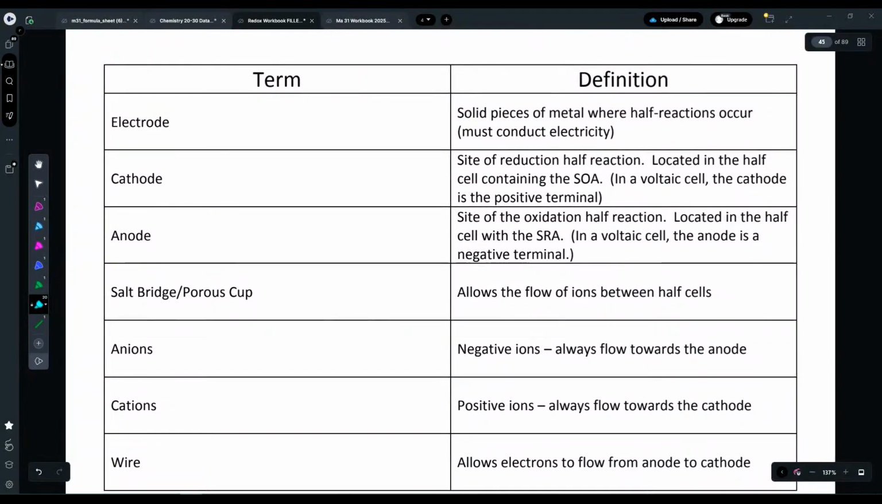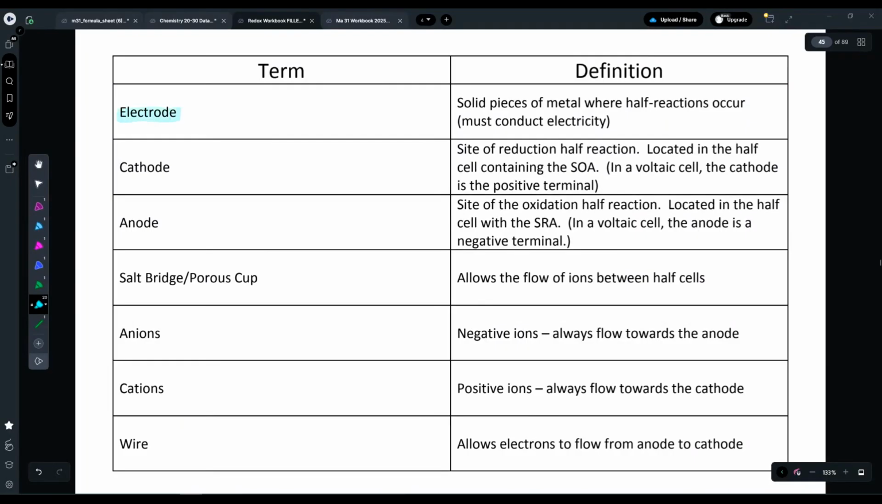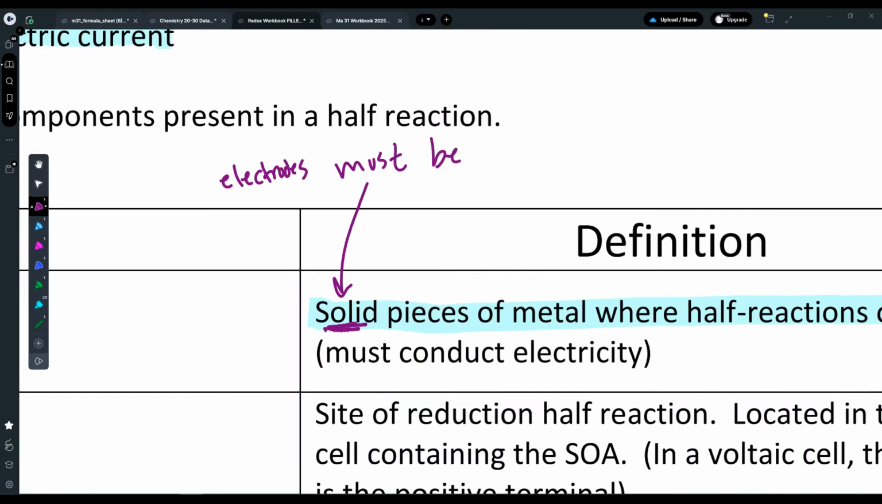Okay, so here are the terms that you're going to have to know, both for Voltaic cells as well as electrolytic cells. So you should know what an electrode is, and it's a solid piece of metal where the half reactions occur. The key distinguisher here is that your electrode must be solid. It cannot be aqueous. So electrodes must be solid. They can't be aqueous.